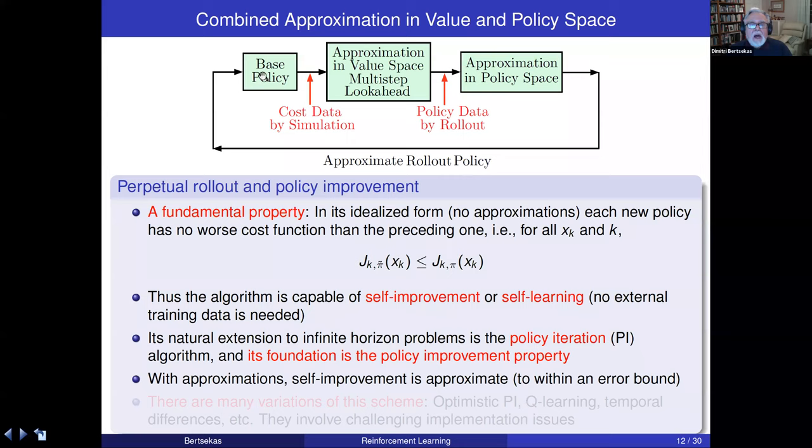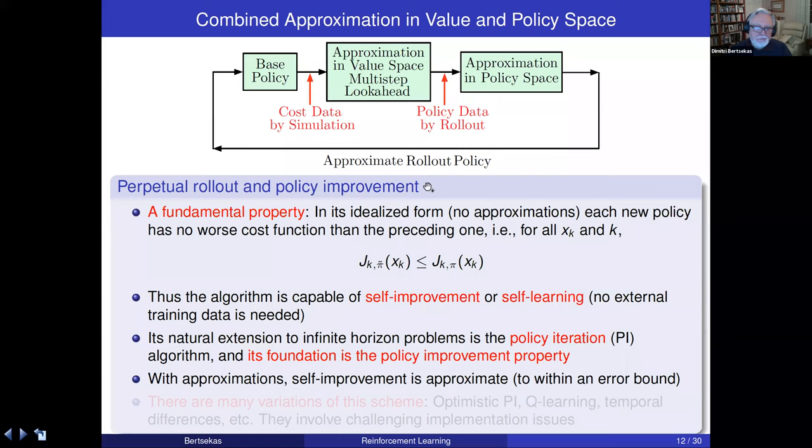Now, if this loop is done with approximations, then the self-improvement property is approximate. In other words, there's an epsilon error that is involved. In practice, what you see is that you have cost improvement for several iterations up until you get close to optimality. And then the method tends to oscillate within a zone of this optimal performance. And how big that zone is depends on how much approximation you have been doing in these loops. So we will come back to this quite a bit in the future, but it is a concatenation of value approximations and policy approximations. Values generate policies, policies generate values, and we keep going.